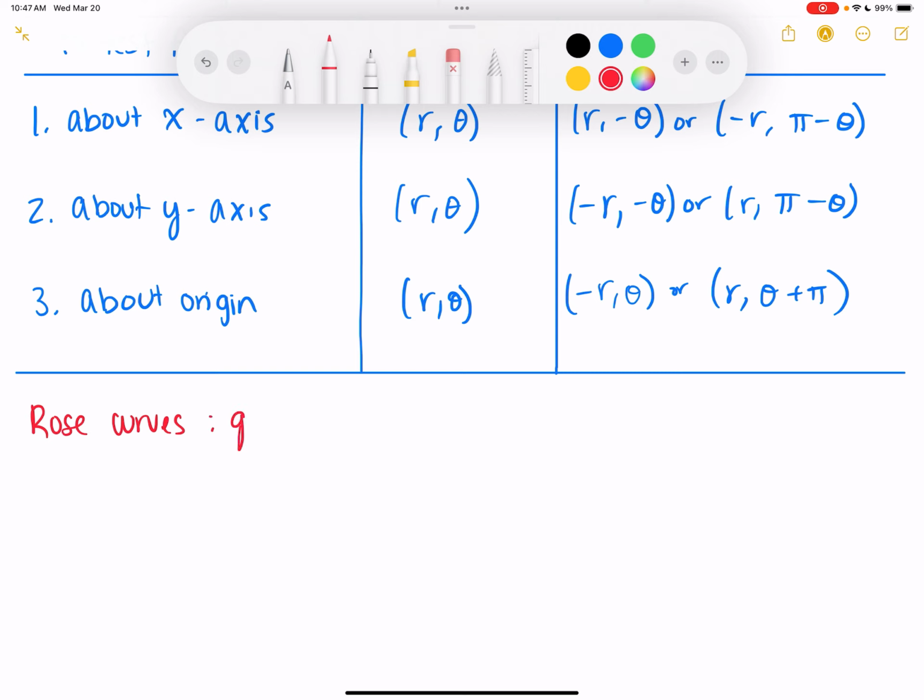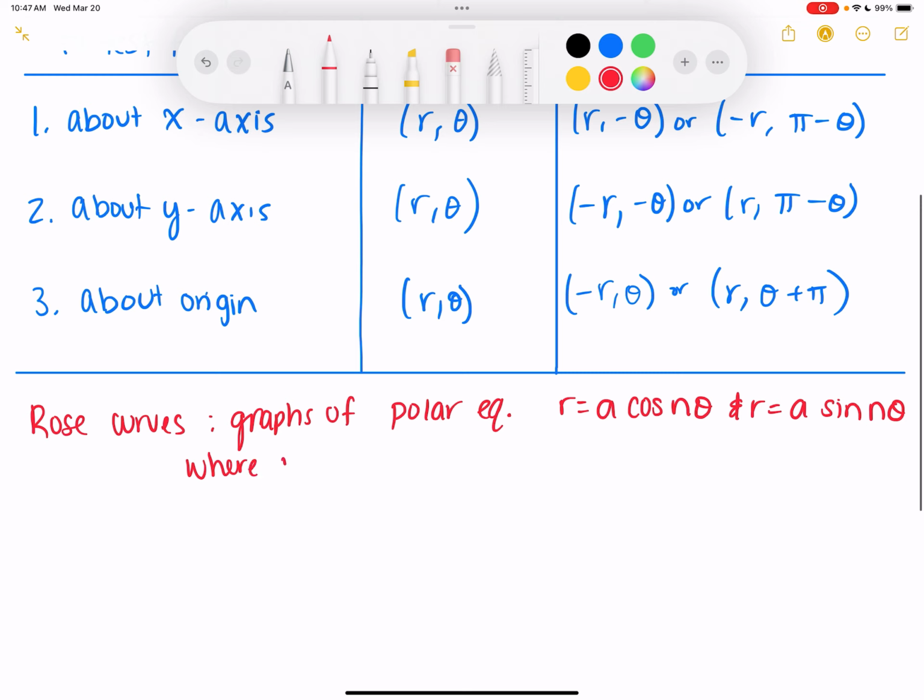The graphs of polar equations r equals a cosine of n theta and r equals a sine of n theta, where n is an integer greater than 1. So as long as the number in front of theta is greater than 1, we have a rose curve.